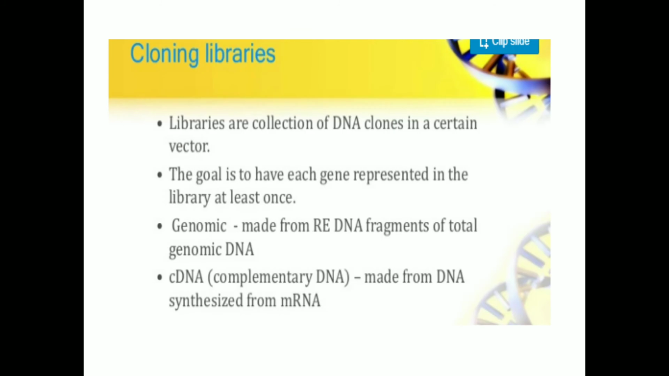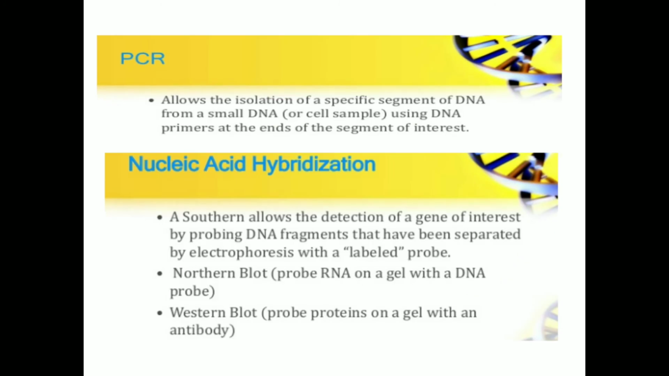Cloning library. A library is a collection of DNA clones in certain vectors. The goal is to have each gene represented in the library at least once. There are two types of libraries, genomic libraries and cDNA libraries. A genomic library is made from recombinant DNA fragments of total genomic DNA, and cDNA, complementary DNA, is made from DNA synthesized from messenger RNA. PCR, polymerase chain reaction, allows the isolation of a specific segment of DNA from a small DNA or cell sample using DNA primers at the ends of the segment of interest.